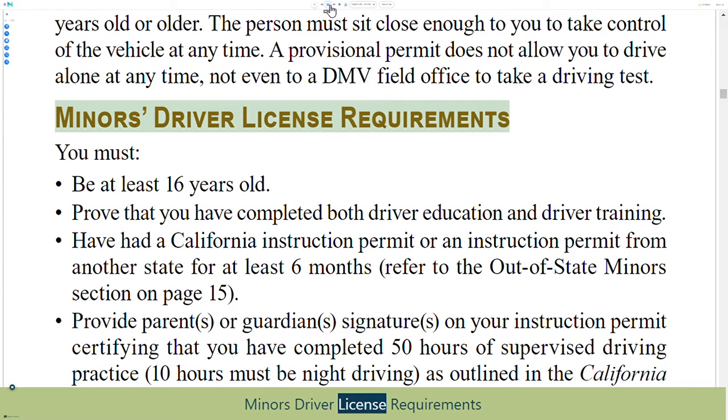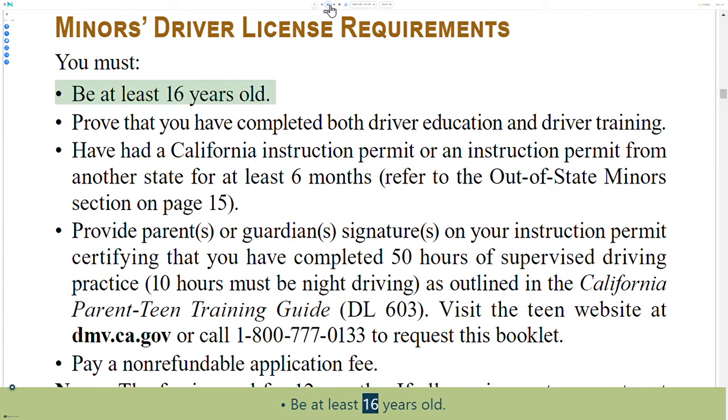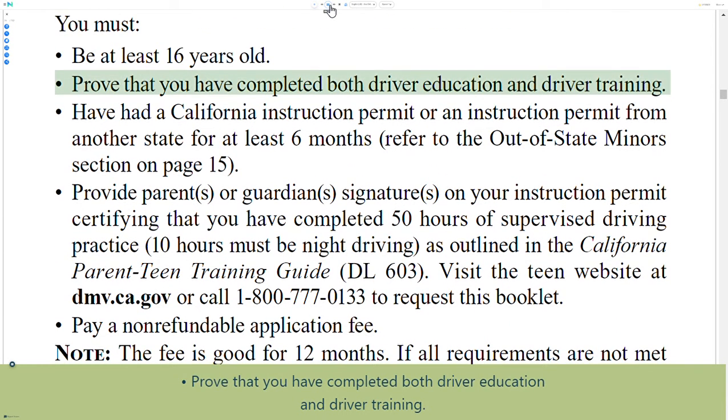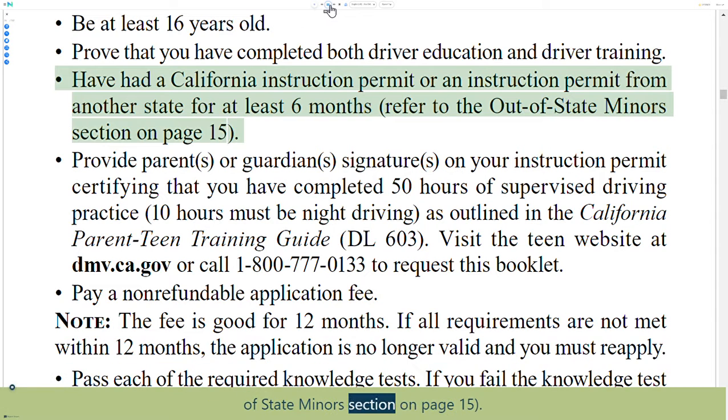Minors driver license requirements. You must be at least 16 years old. Prove that you have completed both driver education and driver training. Have had a California instruction permit, or an instruction permit from another state, for at least 6 months. Refer to the Out-of-State Minors section on page 15.